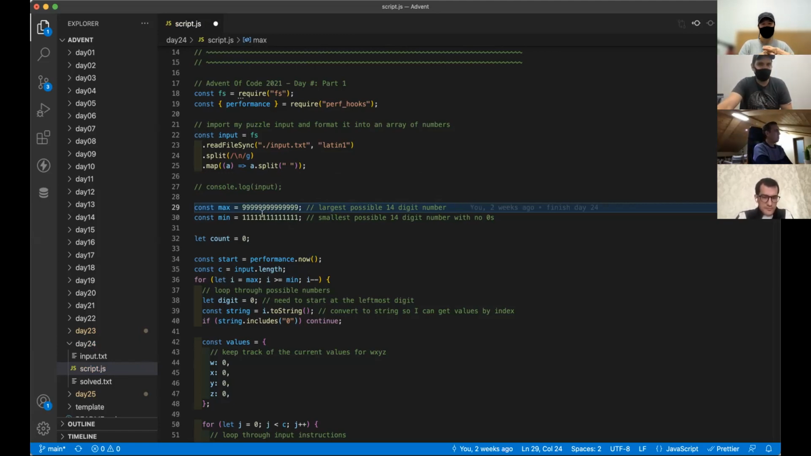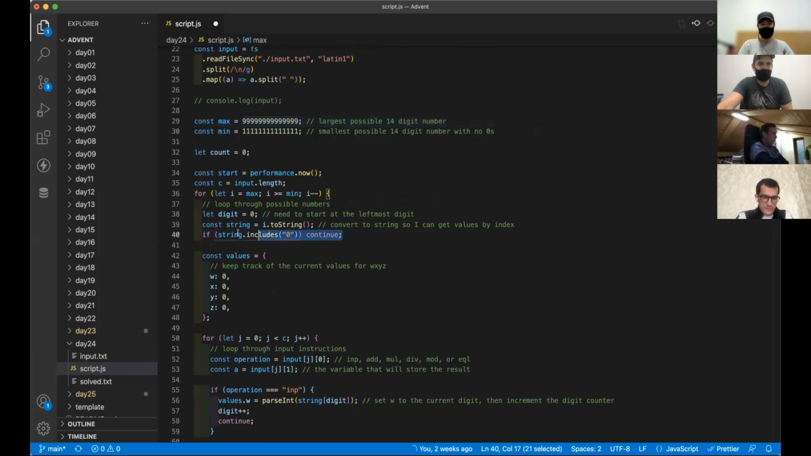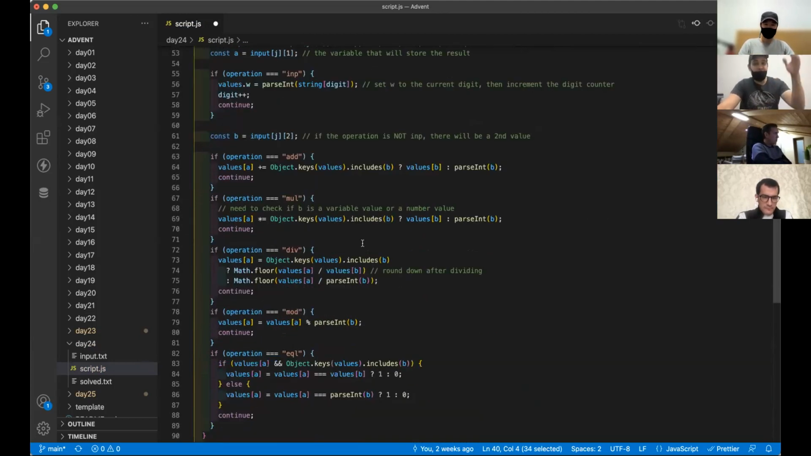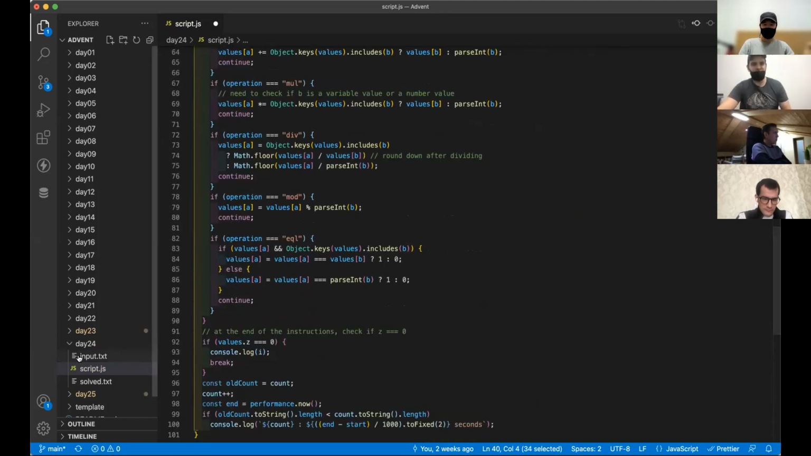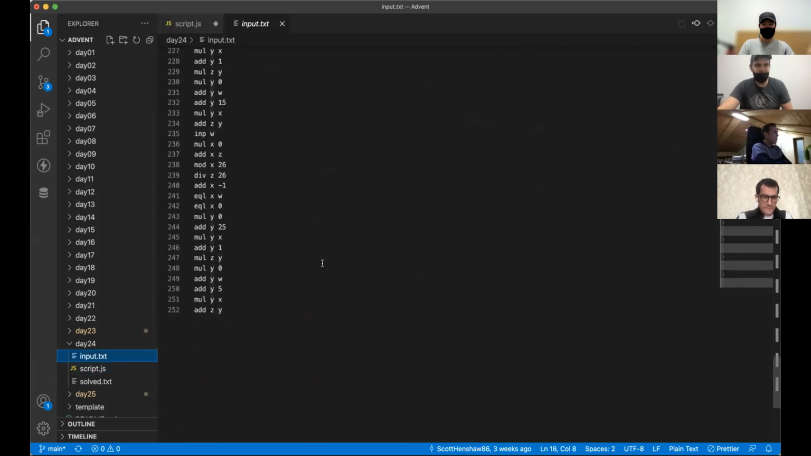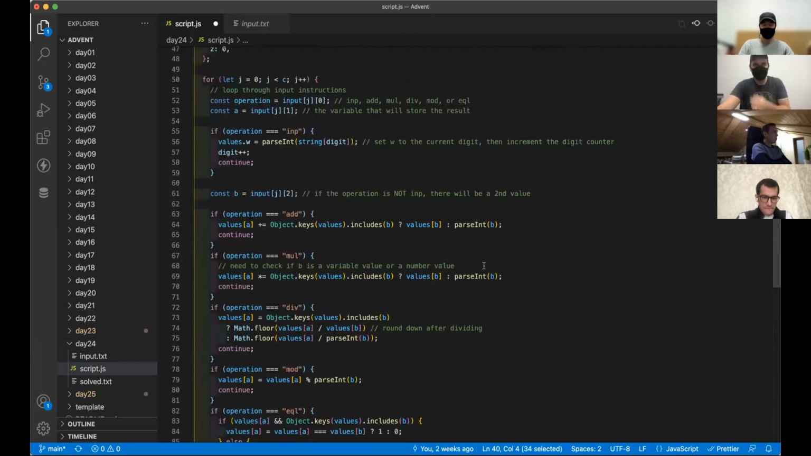Yes, that's why, any number that doesn't have zeros. So one of my first conditions here is I'm checking if it has a 0, I'm just going to continue. But anyways, I have code to loop through and run all the lines of the input, all these 252 lines, for every possible number. And that doesn't work.